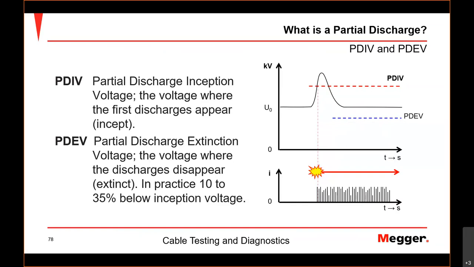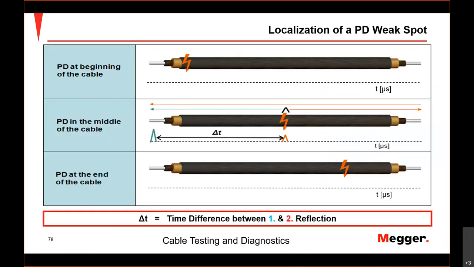Well, the easiest, let me start with this one. How do we locate that level? At the moment, we've been talking about the partial discharge happening. We will see also a table of how strong it is and what is acceptable and not. How do we locate these spots?